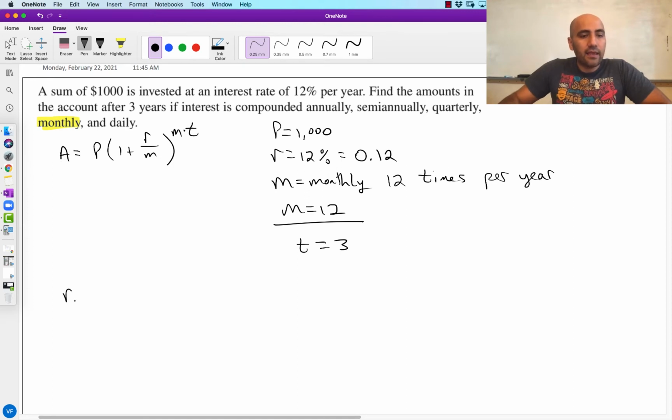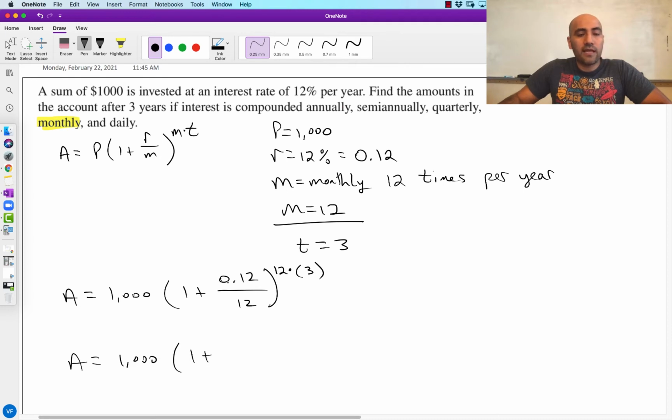So we get that A equals the initial $1,000 invested times 1 plus 0.12 divided by 12 to the power of 12 times 3. Okay, so let's convert that. We get A equals 1,000 times 1 plus, now 12% divided by 12, that's going to be 0.01. That's 1%. So 12% annually means 1% per month. Nice and convenient. And then 12 times 3 is equal to 36.